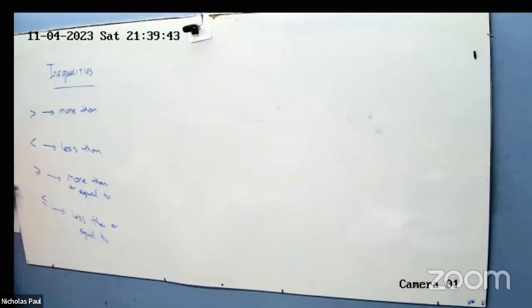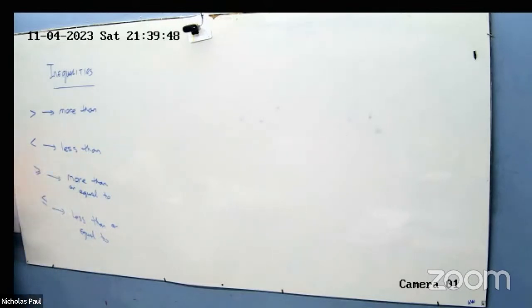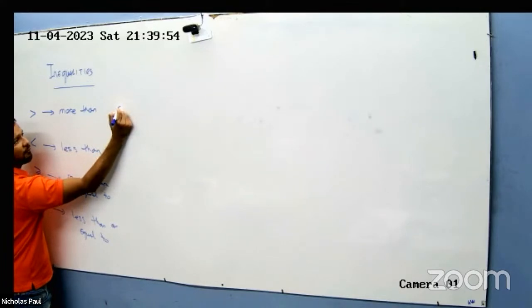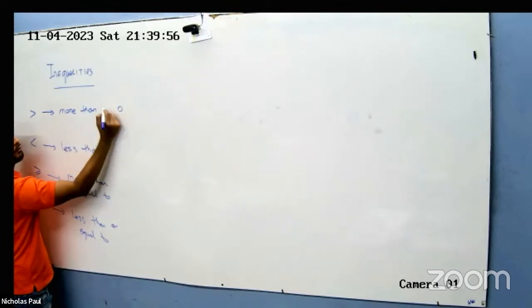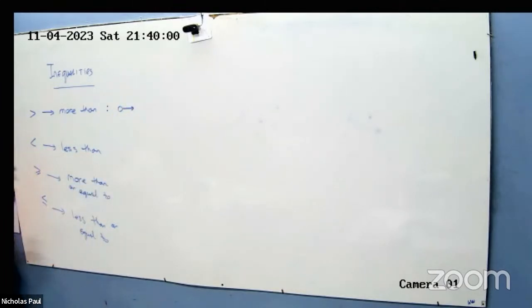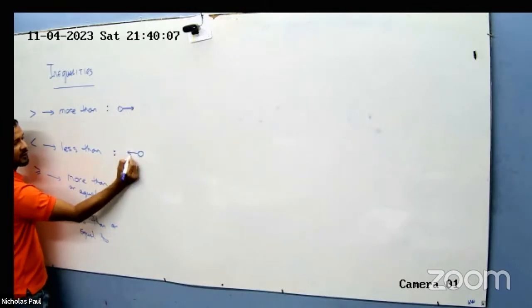All right. So you have these symbols here, right? How do we represent these? We have to remember the number line, how to represent all these things. To represent more than on a number line, you draw a hollow circle going to the right. Right? How do you represent less than? You draw a hollow circle going to the left.